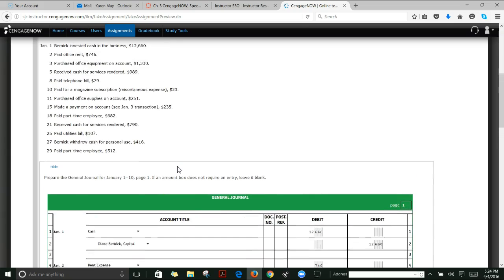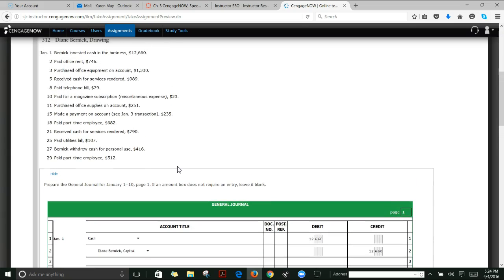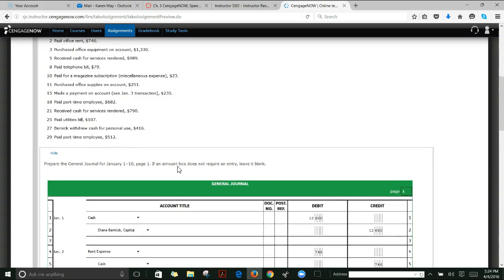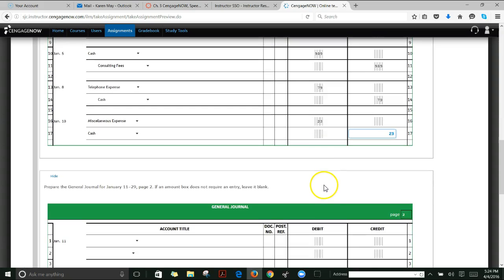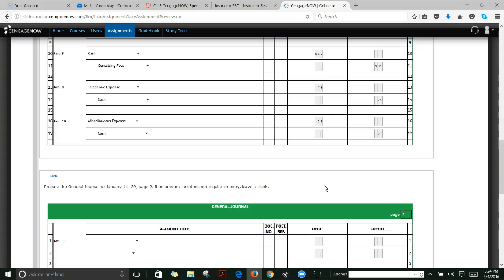Okay, the next one is paid for a magazine subscription, which is something that doesn't happen very often, so they just put it in miscellaneous expense for $23. And credit, we paid cash for it, $23. Okay, then we have to go to a new page.